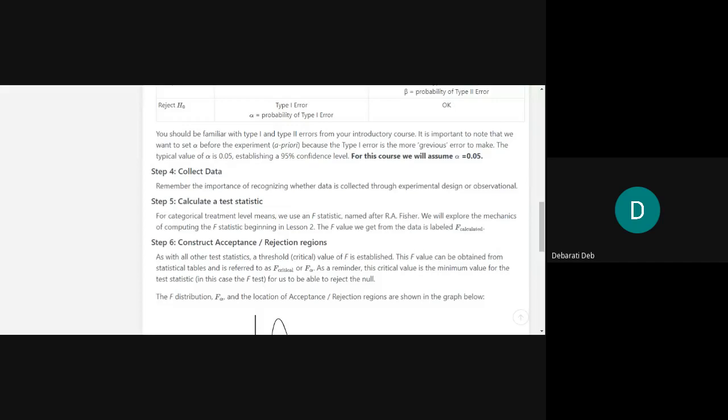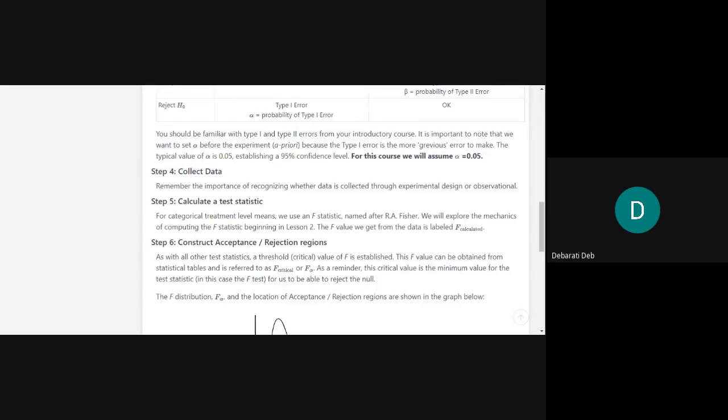There will be some tables which will be shown. I think this was done in your previous semester also, because I saw it is there in your syllabus. T-test and Z-tests are there in your syllabus. I don't know how far you have learned, but I will teach you again how to see the table and then see whether your null hypothesis is to be accepted or rejected.